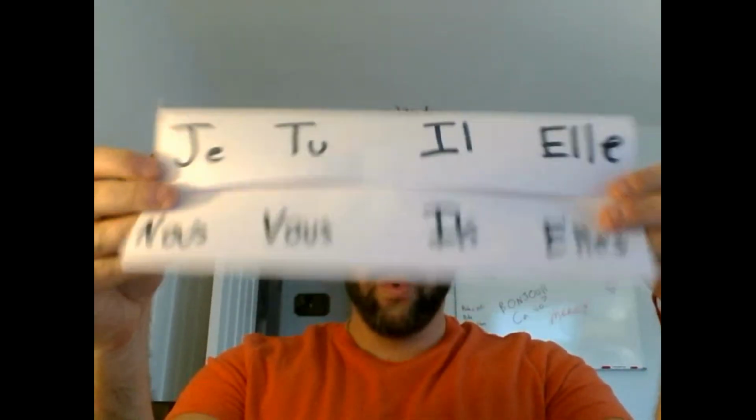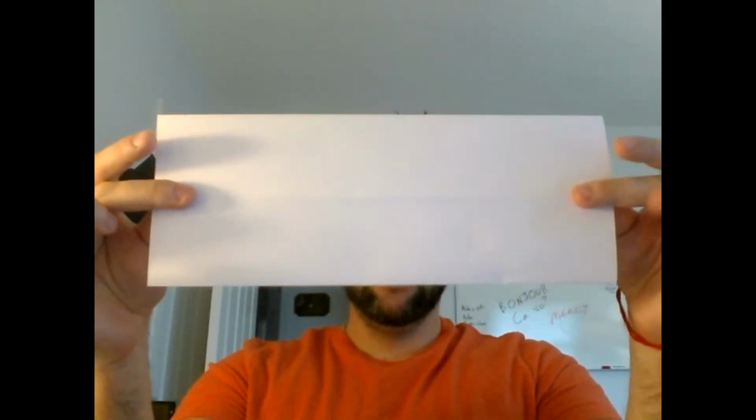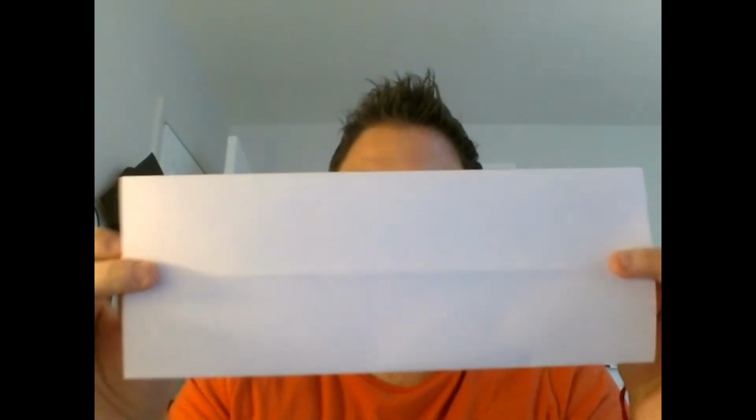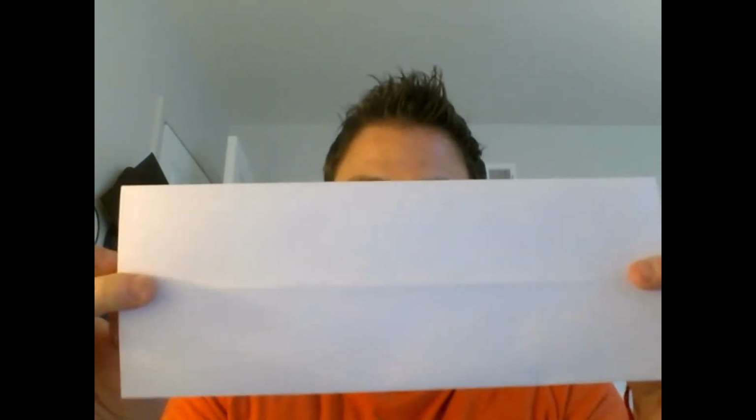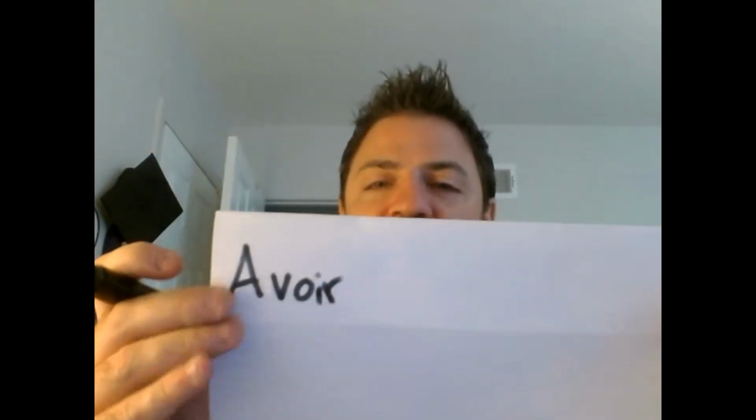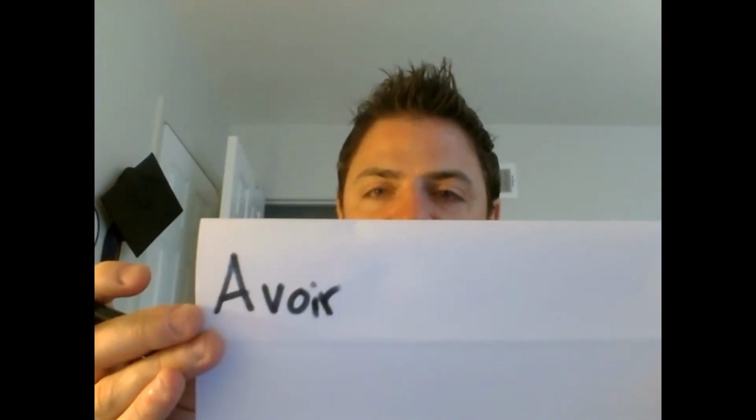From there, we're going to flip it over to the back side. The back side of our verb folds is where we're going to write down all the important information that we need to know. For instance, what is our first verb that we're learning? Our first verb that we are going to learn is the verb avoir. A-V-O-I-R. Avoir. This verb means to have.